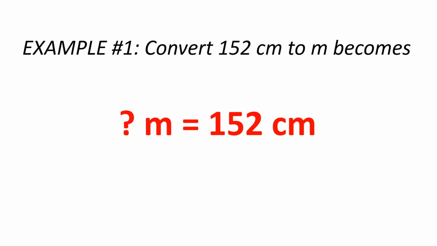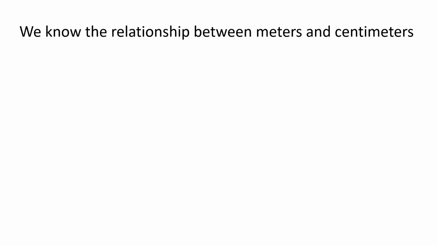Example 1 wants us to convert 152 centimeters to meters. So converting 152 centimeters to meters, remember, we're going to start with that question mark statement. So question mark meters, we're looking for meters. So that's why we have the question mark in front of meters. And we're going to have an equal sign, and then we're going to have what we already know, and that's 152 centimeters. We know the relationship between meters and centimeters, right?